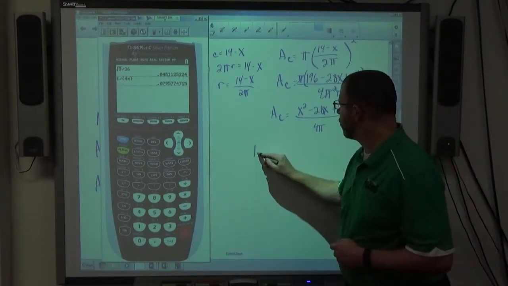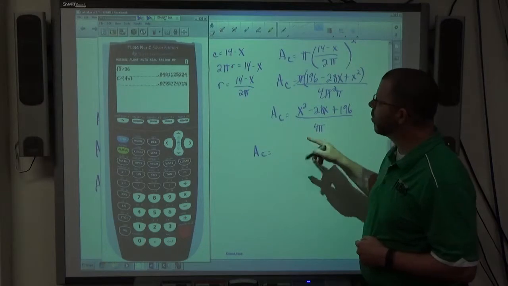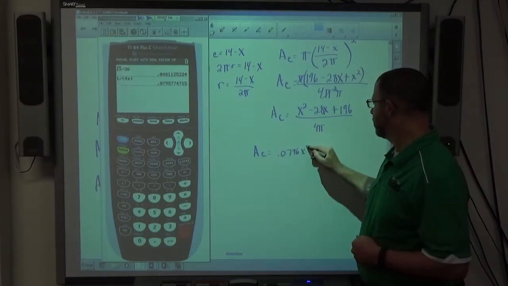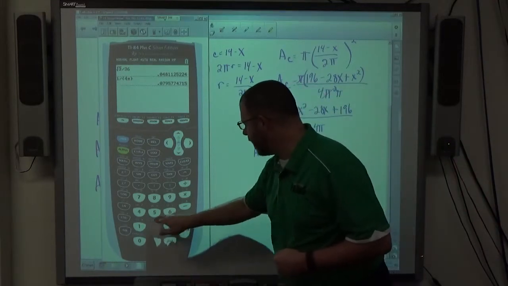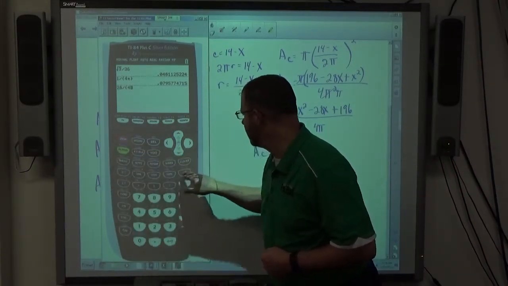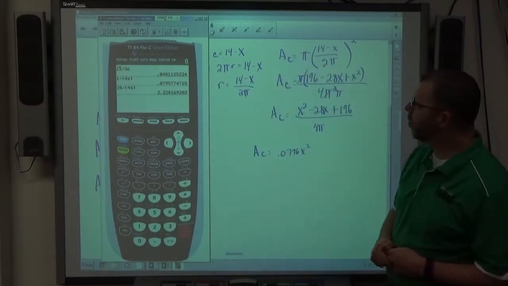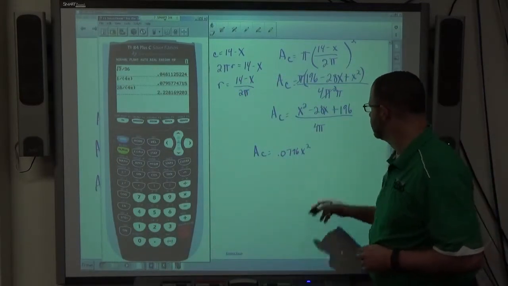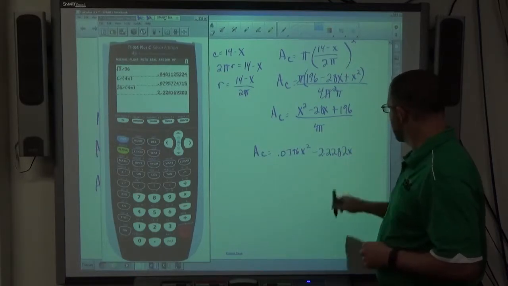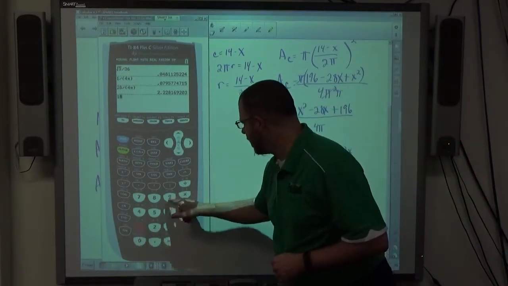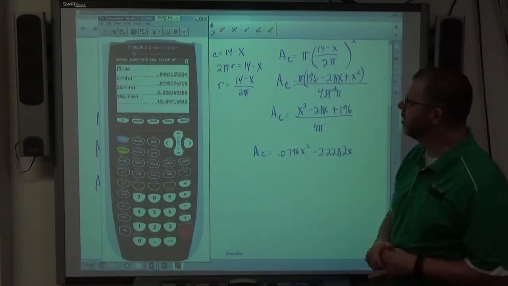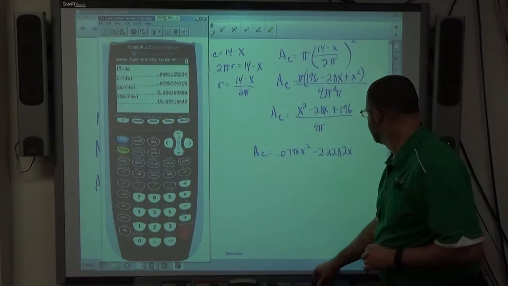So the circle formula here, 1 over 4 pi is 0.0796 x squared. We do 28 divided by 4 pi, again divided by parentheses 4 pi, comes out to 2.2282. And then 196 divided by 4 pi comes out to 15.5972.